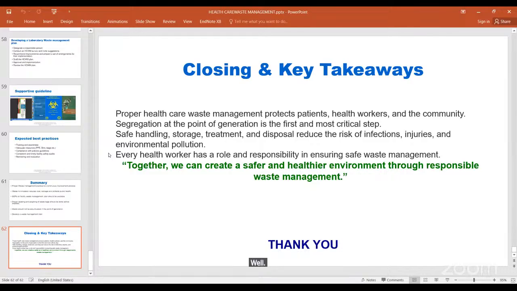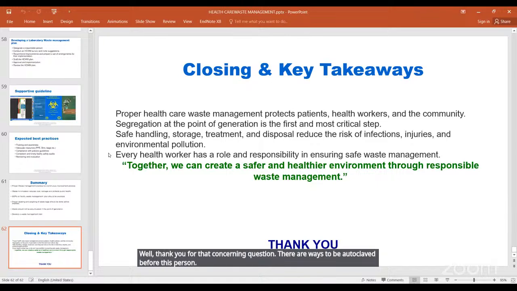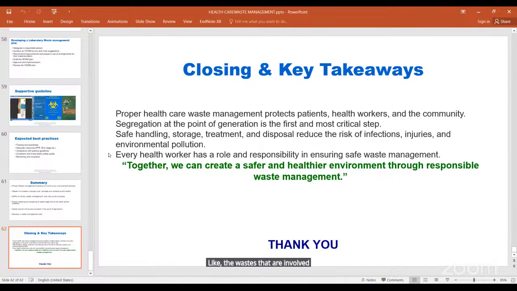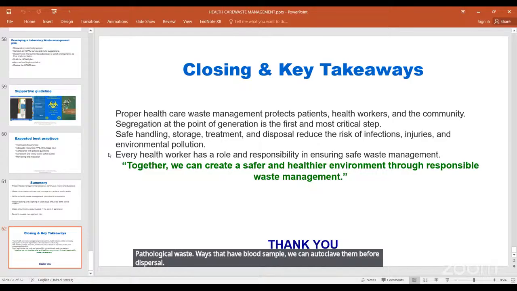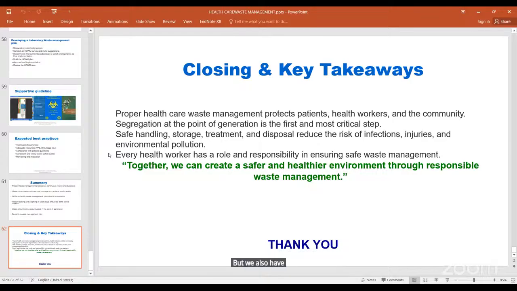Thank you for that concerning question. There are wastes to be autoclaved before disposal, like highly infectious waste, pathological waste, and wastes that have blood samples. But we also have wastes that do not require autoclaving. For example, if I just want to dispose of some papers, I don't need to autoclave that. So it depends on the type of waste.